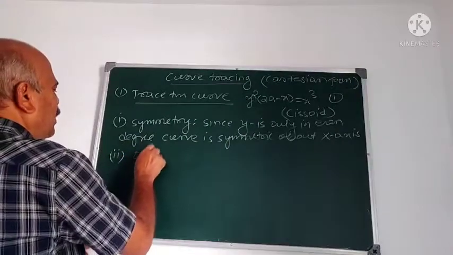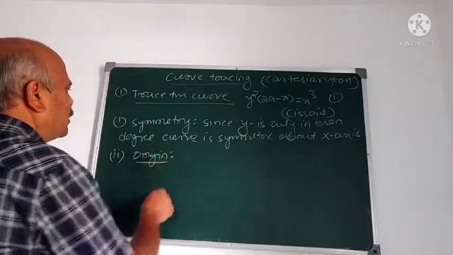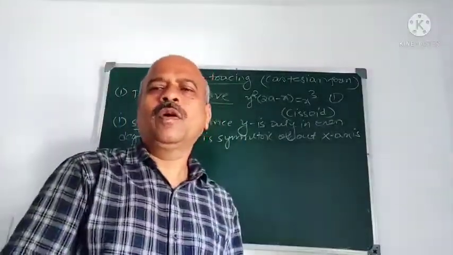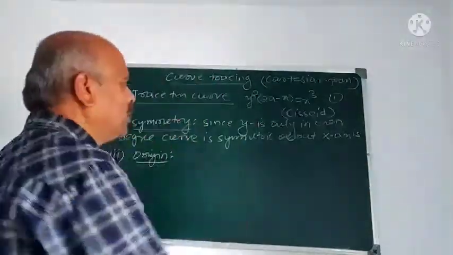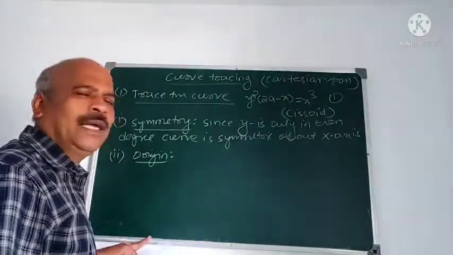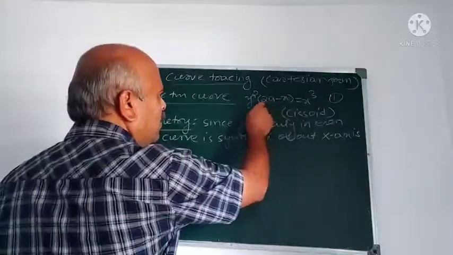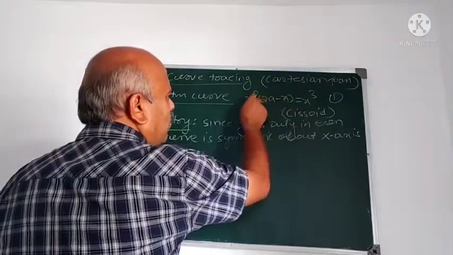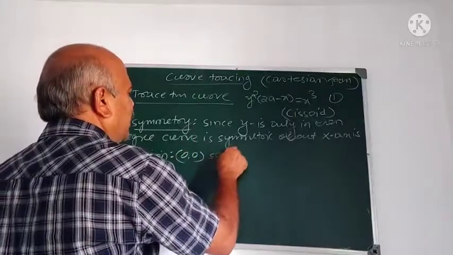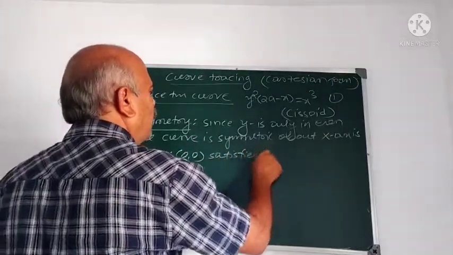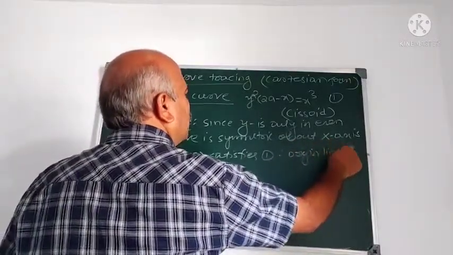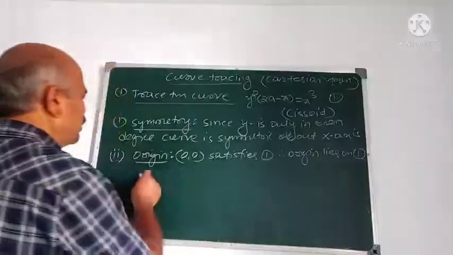Second, origin. Find out whether the curve passes through origin. When do you say that the curve passes through origin, or when origin lies on the curve? If 0, 0 satisfies the equation, then the origin lies on the curve. You can easily verify: substitute x is 0, y is 0. The equation is satisfied. Therefore, origin lies on the curve. The curve passes through origin.